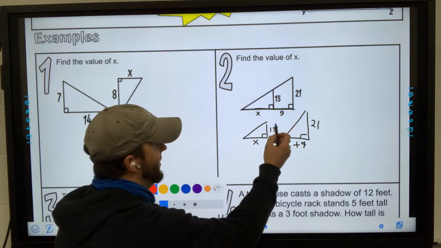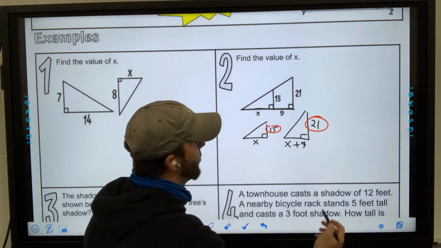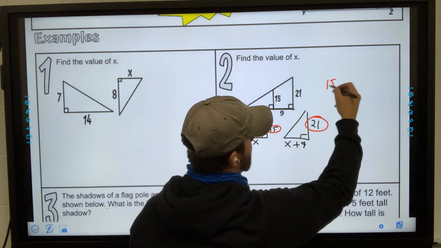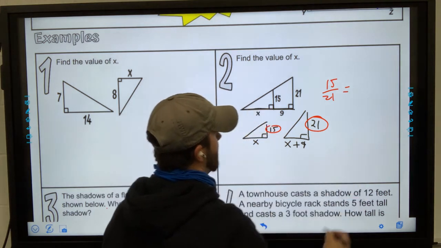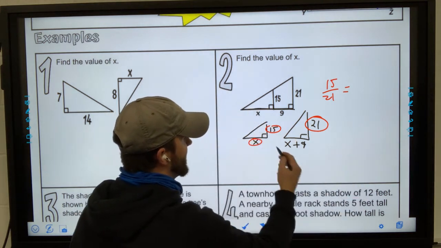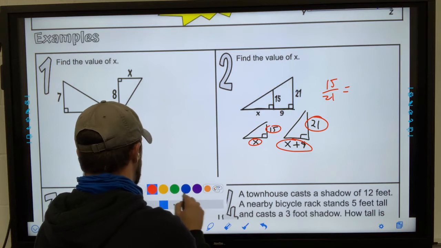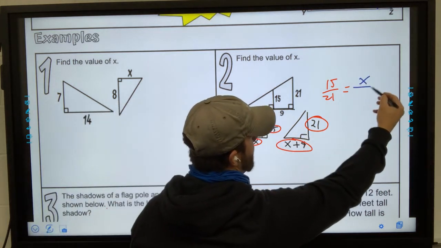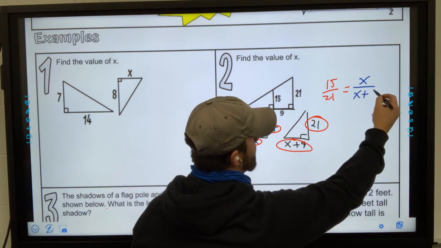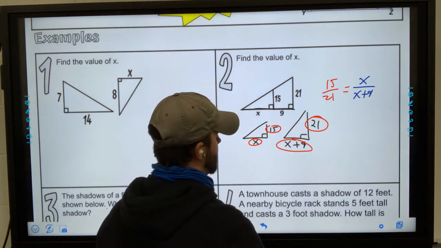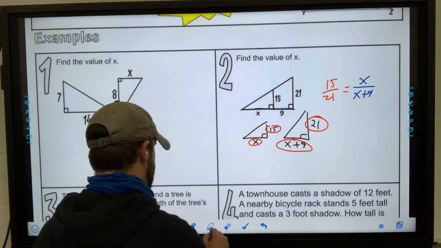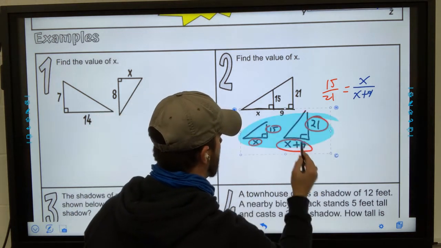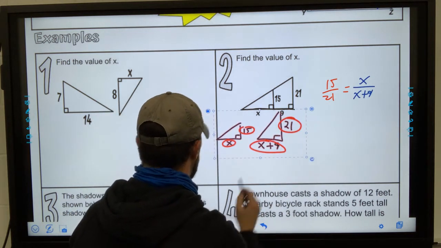Right now, 15 and 21 correspond to each other, so I'm going to put them into a ratio. Then X and X plus 9 correspond to each other. X and 15 go together, so I put X on top and X plus 9 on the bottom. Now when I cross multiply, I'm going to move this stuff out of the way real quick so we can work down here.